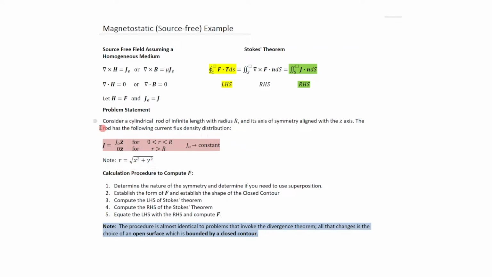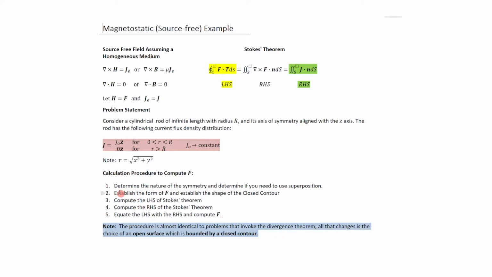Given that it's cylindrical symmetry we're dealing with, we just choose to express everything in terms of cylindrical coordinates. All right, so what's the calculation procedure to compute F? Well, it's very similar to what we did when we looked at problems in which we were dealing with irrotational fields. The only difference is you apply Stokes theorem rather than the divergence theorem.